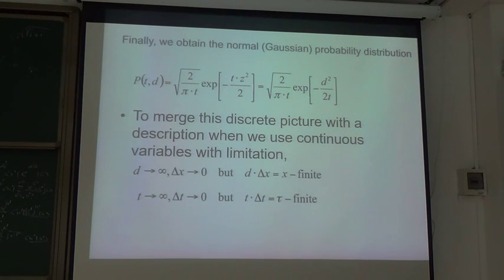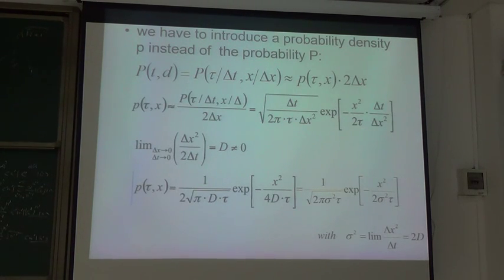But it is just a discrete model. And how do we merge this discrete picture with the description when we use continuous variables with the limitations? We have to introduce a probability density, the little p instead of the probability, the big P. And we should know that the probability density is the mean behavior of the probability P over the region 2 delta x. And with the change of variables and infinitesimal limits of the time interval and the length of delta x, and we take the notation of d, we can obtain the Gaussian distribution in the continuous picture.